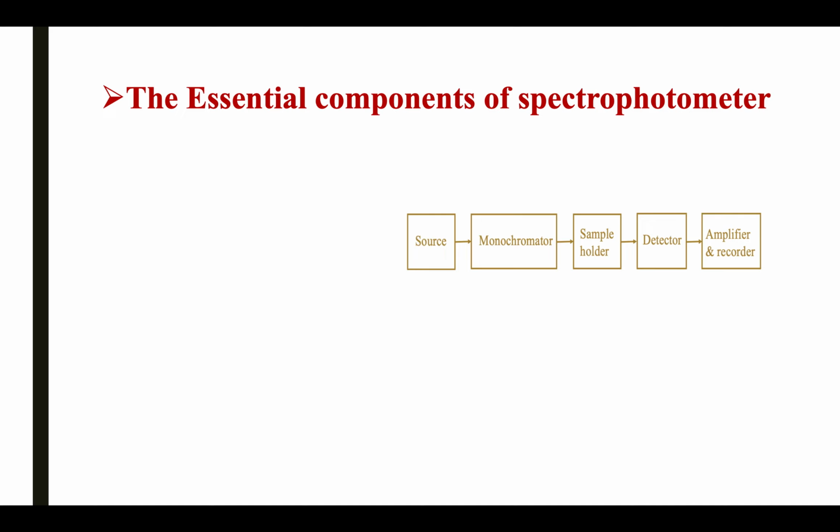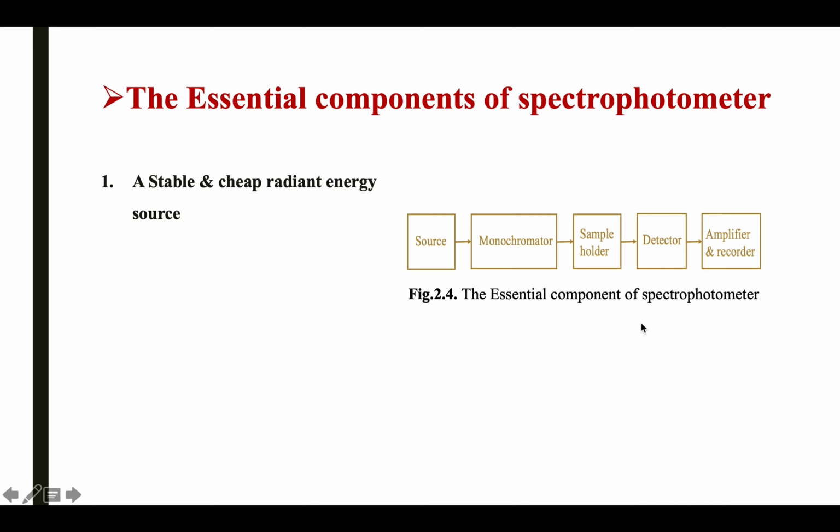There are four essential components from the chemistry point of view. One is the source, another is the monochromator, third is the sample holder, fourth is the detector, and the amplifier and recorder are electronic parts. Only these four parts are we going to see in this chapter.